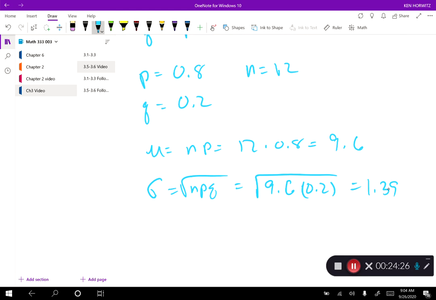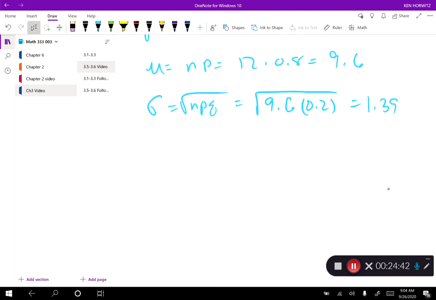All right. So how does this affect our data? Well, a lot of our data is contained within 2 standard deviations of our mean. So much so that some call it our usual data. So it is usual to be within 2 standard deviations of our mean. So if our mean is 9.6, I add 1.39. I also take 9.6 and I subtract 1.39. And most of our data is going to be within those numbers.